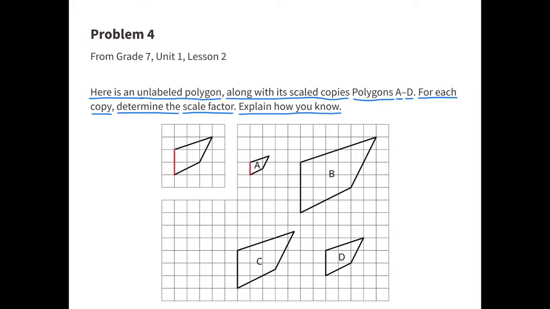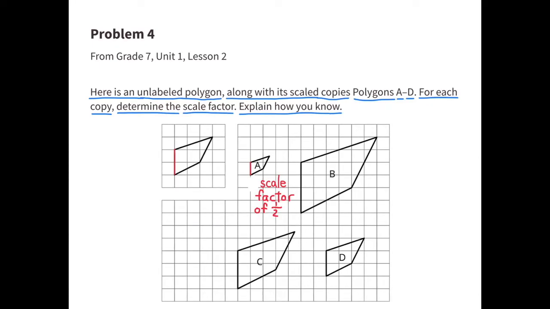I've drawn this line segment on the left in red, and I've drawn the corresponding line segment on the scaled copy A also in red. The total length for this line segment on the original copy is 2 units. The length for the scaled copy A is just 1 unit. Since 1 unit is half of 2 units, the scale factor is 1/2.